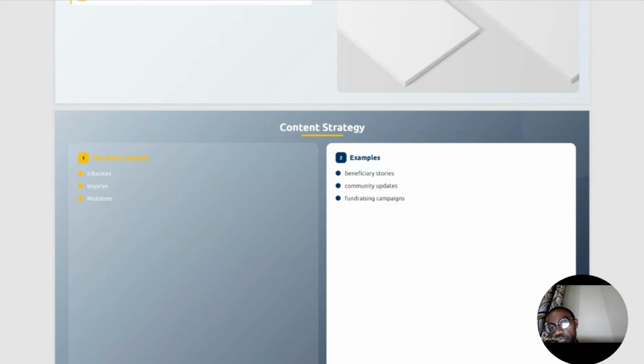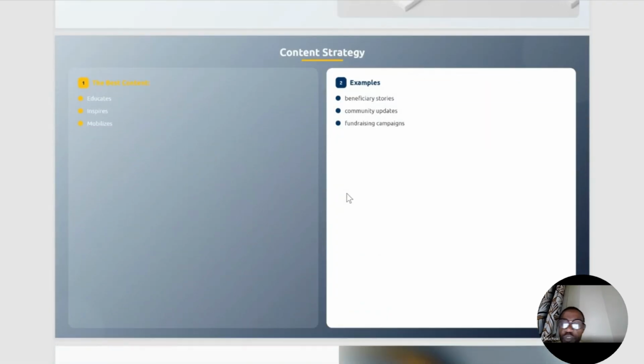What's the bigger picture around content strategy? Content should do three things, maybe at most four. Content should educate, inspire, and mobilize. Maybe entertain at the same time, if you were to add that. And for something like an NGO, you want to talk of fundraising campaigns, community updates, beneficiary stories, and things around that. And then you can do it in a fun way.